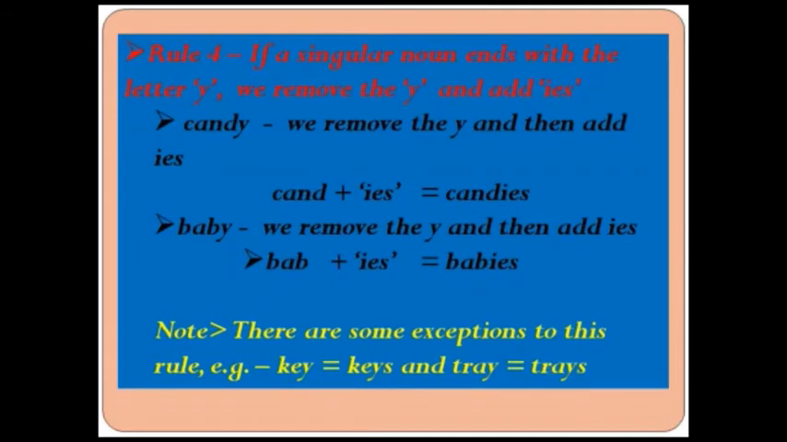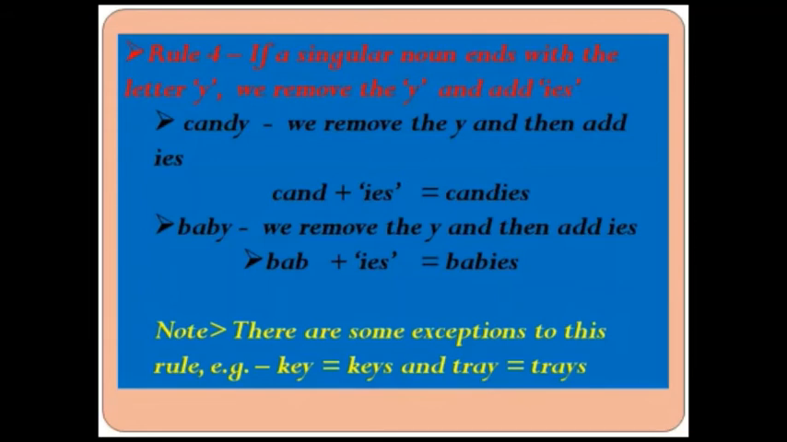Rule 4. If a singular noun ends with the letter Y, we remove the Y and add IES. Candy. We remove the Y and then add IES. Candy plus IES equals candies. So the plural of candy is candies. The plural of baby is babies. We remove the Y of the spelling baby and add IES in its place to get babies.